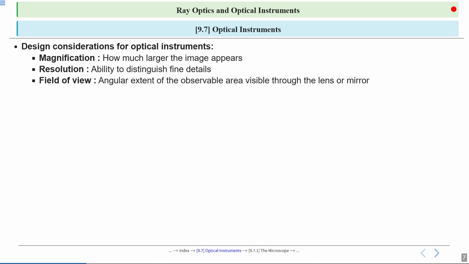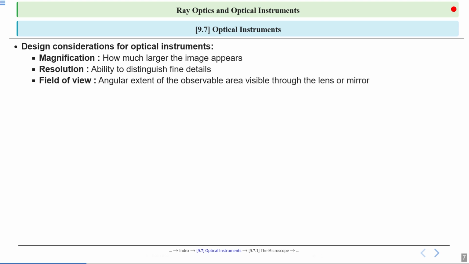Now let's talk about field of view. This is the angular extent of observable area visible through the lens or mirror. So the area of a view, or up to what extent we can see the landscape through the optical instrument. Like side mirrors are used in vehicles.